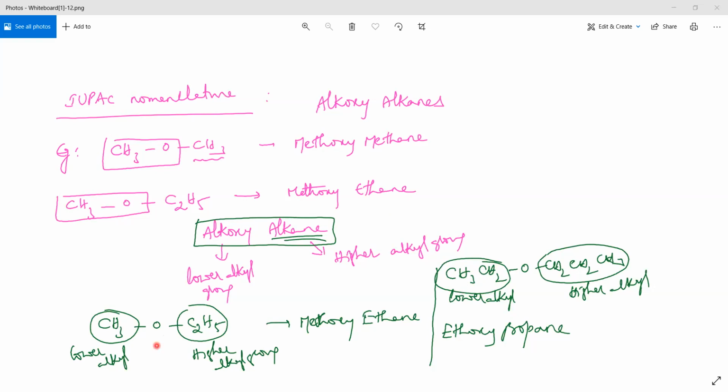Next, in this example, you can see CH3, CH2O, CH2, CH2, CH3. So what is the higher alkyl group? Propyl. So the higher alkyl group gives the alkane, propane. The lower alkyl group is ethyl, so ethoxy. So ethoxypropane. The higher alkyl group ends with alkane, and the lower alkyl group will become alkoxy.